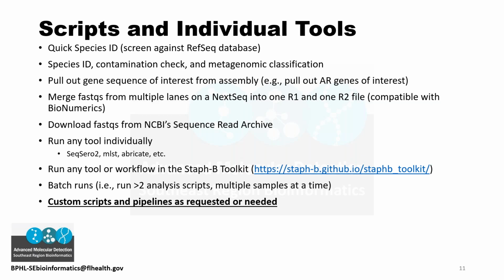We also have scripts that we use if we're generating any data on the NextSeq that generates FASTQs across 4 different lanes in your flow cell. That's incompatible with bioinformatics for PulseNet organisms. So we have a script that will concatenate all those to make them compatible for bioinformatics. So if you're doing any kind of PulseNet sequencing on the NextSeq, we can help you out with that as well.